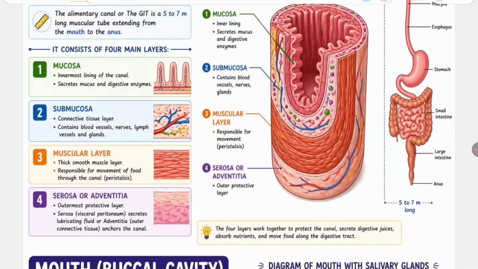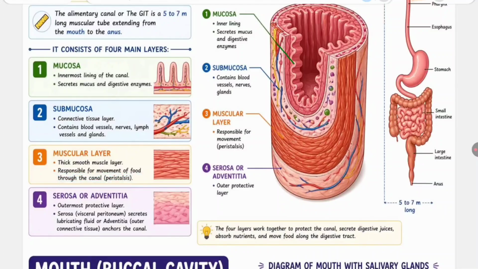Okay, then the muscular layer. The muscular layer is a thick smooth muscle layer responsible for the movement of the food, which is called peristalsis. Here one question may come: what is peristalsis? Or, food is moving through the canal by which process? The peristalsis process. So peristalsis is also important, responsible for the movement of the food through the canal.